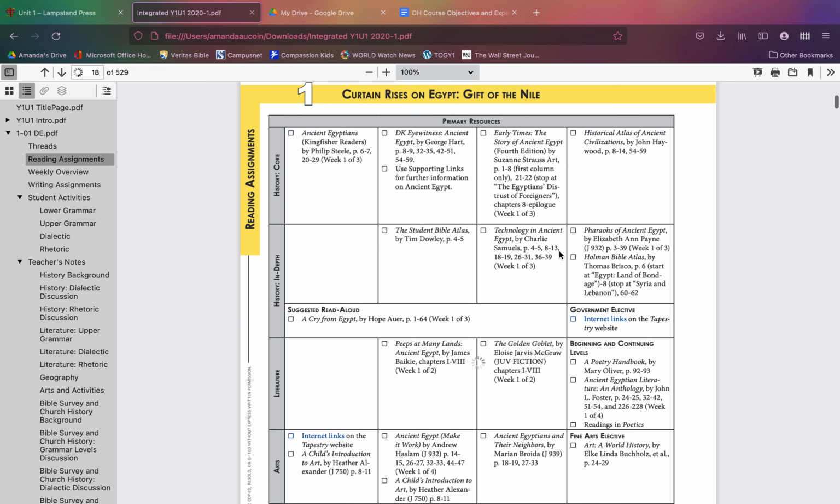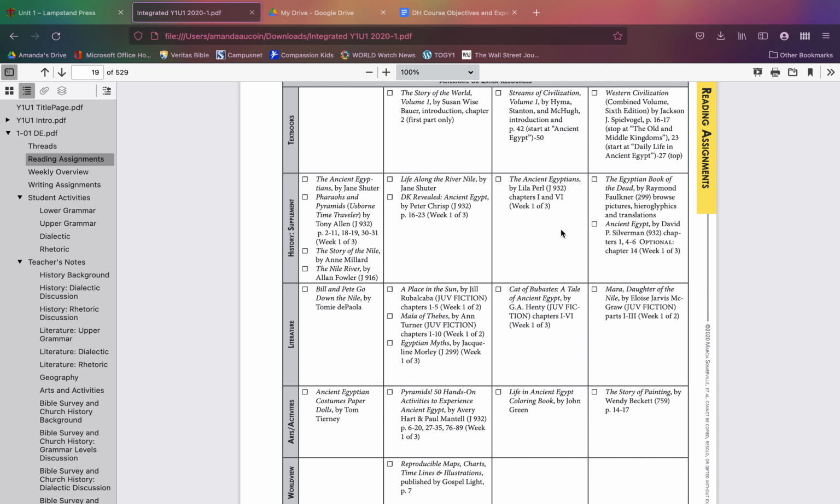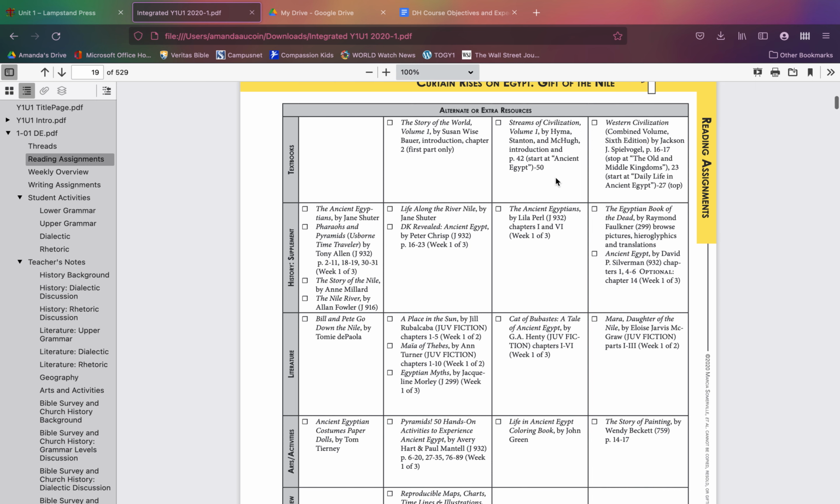So for example, let's say you don't have technology in ancient Egypt, and maybe you have an older child and you have this book, The Ancient Egyptians, that I think they used to use. Well, you could certainly use that instead. It's also going to be for 3 weeks. They also have streams of civilization pages that are suggested, but that's always an extra or an alternate resource. Like I said, Tapestry is never going to have a textbook, or for the most part, for both dialectic and rhetoric, middle school and high school, it's not going to have a textbook that's going to be the core history reading. That's just kind of a supplement, maybe if you happen not to have the book that week. So it's fine to have, but I wouldn't rely on it on a week-by-week basis, because the questions are going to be more in depth than that.